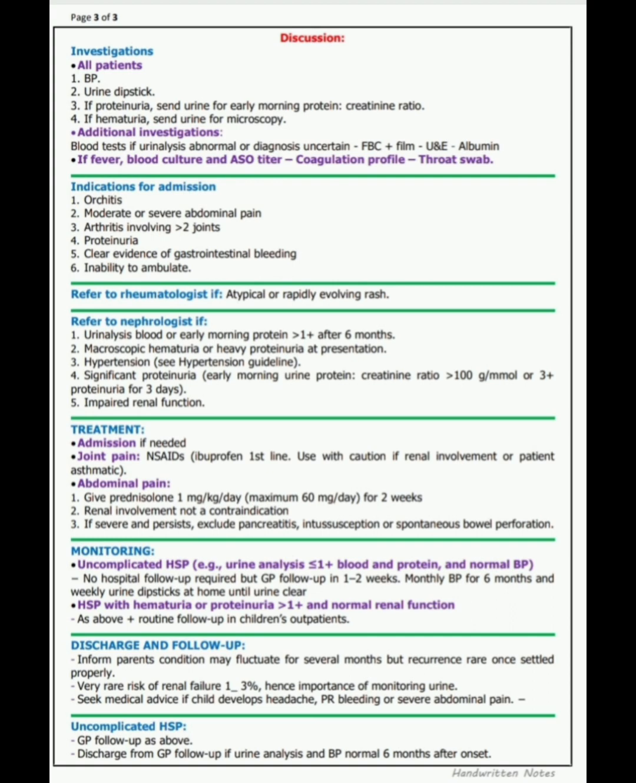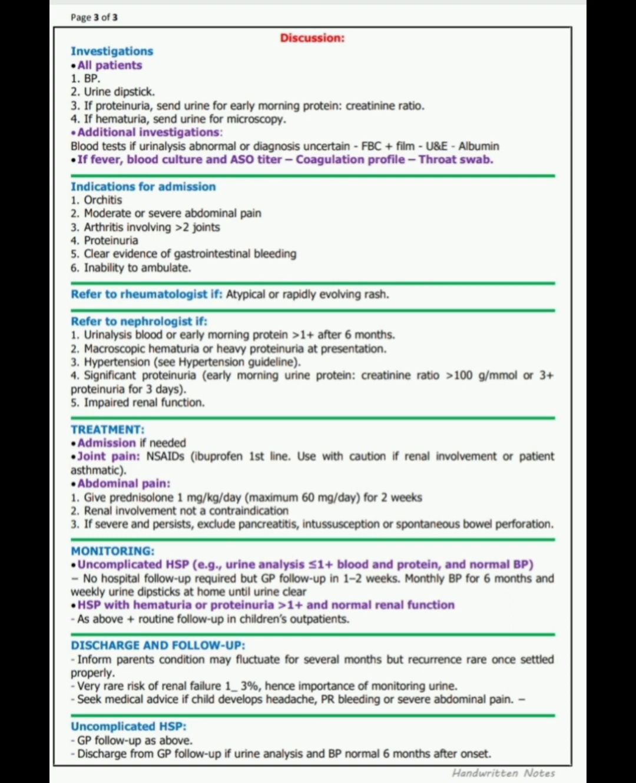Now I am telling you there is a scenario and some feedback from the examiner about Henoch-Schönlein purpura disease. Number 1, the case is an unusual rash, differences in Henoch-Schönlein purpura investigations and management plan. So it is simple.